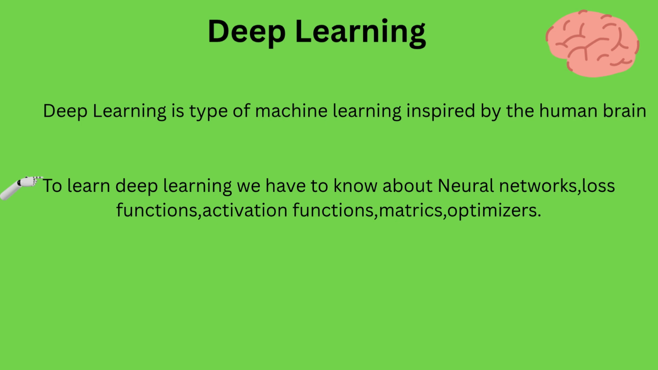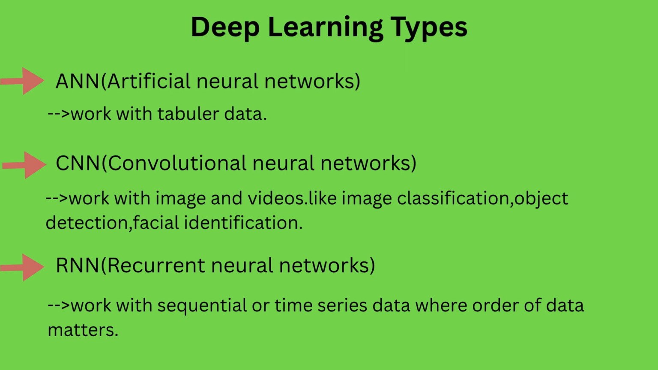Deep learning is a type of machine learning inspired by the architecture of the human brain. And there are some topics which we must know before understanding deep learning. And those topics are neural networks, loss functions, activation functions, metrics, and optimizers. There are three types of deep learning: ANN, CNN, and RNN.